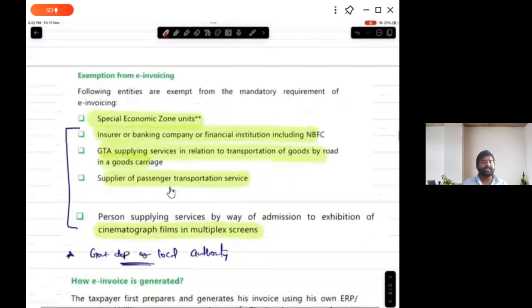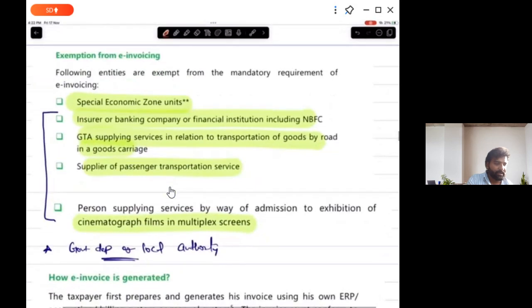इन लोगों को e-invoicing नहीं करनी है. So this is the list of people who are not liable for e-invoicing. They are exempt from e-invoicing. The very first is SEZ zones. Second is insurance or banking companies. Third one is GTA, fourth one is passenger transport services, fifth one is multiplexes and screens, and finally any government department or local authority.